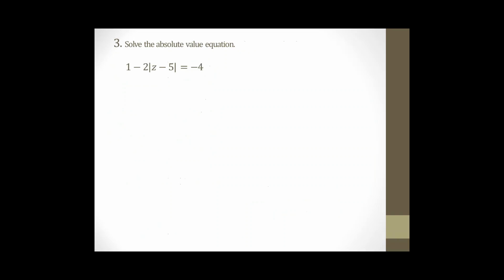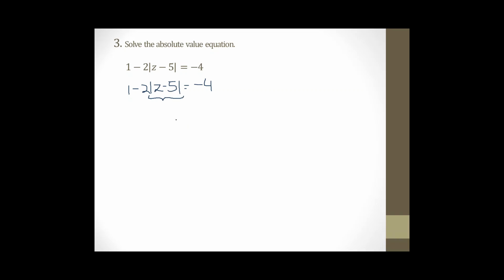So let's go to number 3. Number 3 says solve the absolute value equation. When we have an absolute value equation, we're basically going to have two different equations, because absolute value is the distance or the units on the number line in either direction. We're going to have two different statements, and before we can write our two statements, we need to isolate the absolute value bar, which is right here.